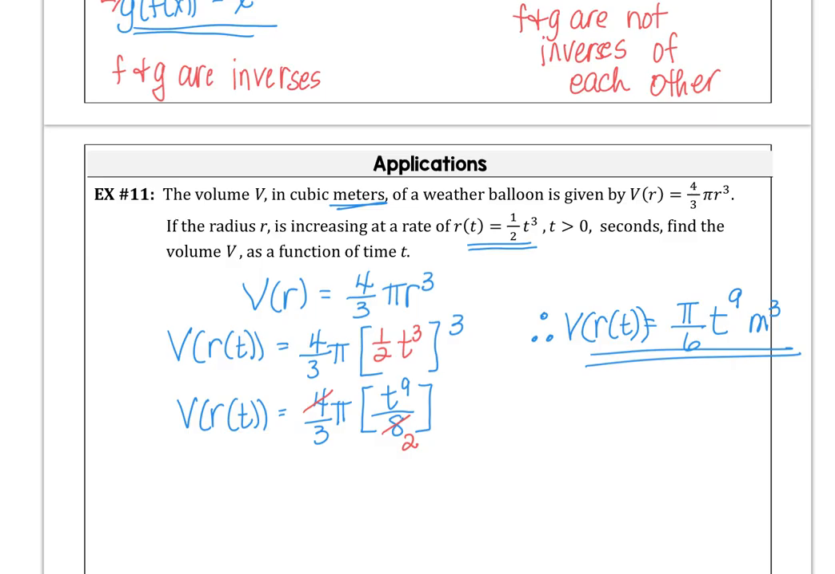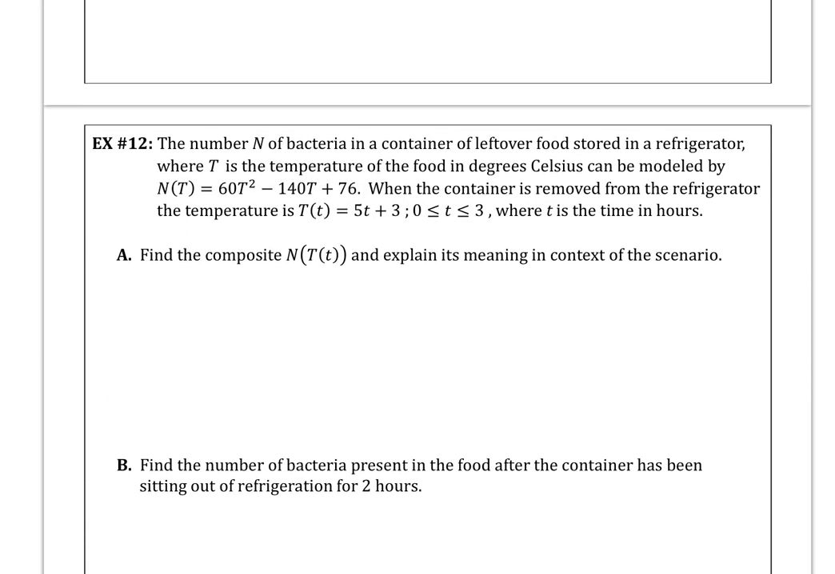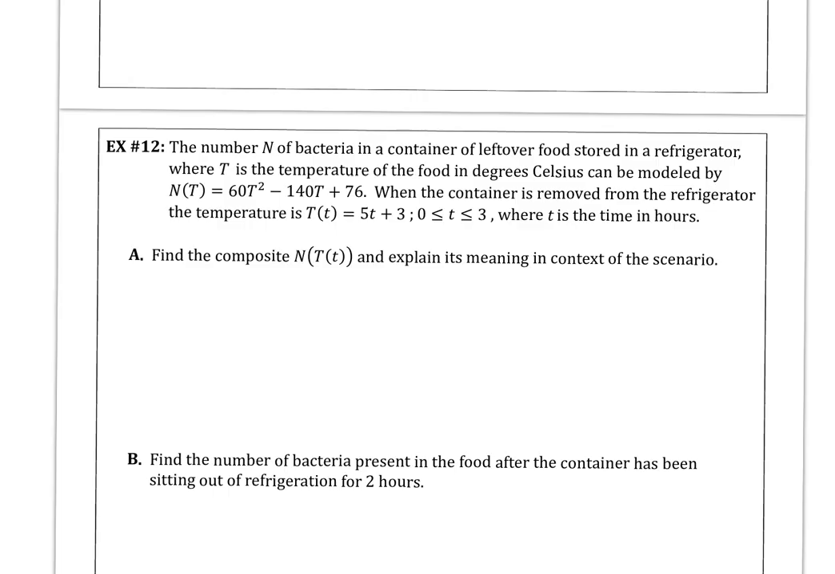And last but not least, example 12. The number N of bacteria in a container of leftover food stored in a refrigerator, where capital T is the temperature of the food in degrees Celsius, can be modeled by this function N of T. When the container is removed from the refrigerator, the temperature capital T of t is 5t plus 3 for the first 3 hours, between 0 and 3. Find the composite and explain its meaning in context to the scenario.